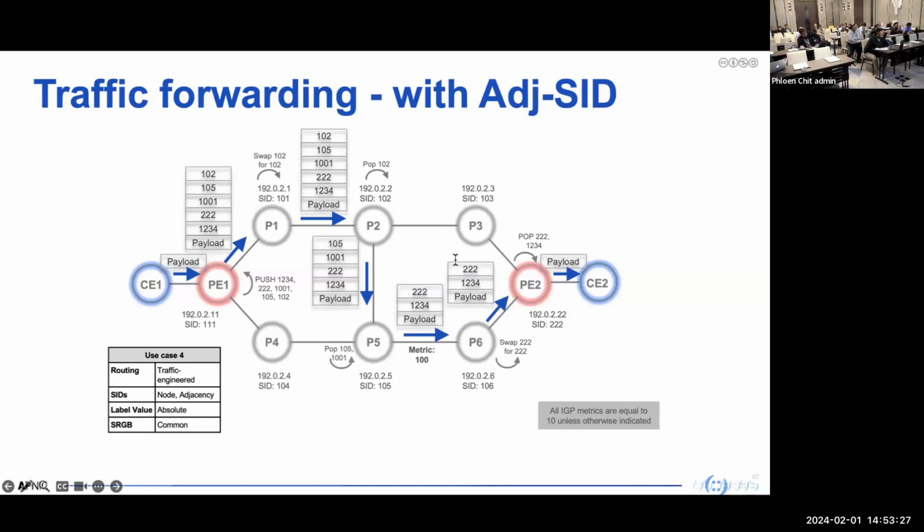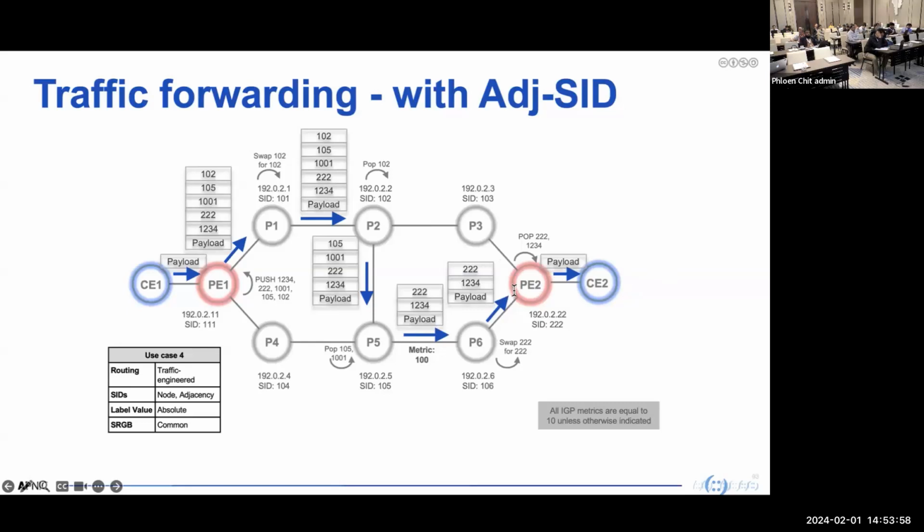Instead of pushing 102, 105, and 222, PE1 is now pushing 102, 105, and additionally 1001 here. There's one more level here. The 1001 followed by 105 is the adjacency seed for the point-to-point link between P5 and P6. When the packet arrives at P5, it will first pop 105 as it is the destination for this node seed.